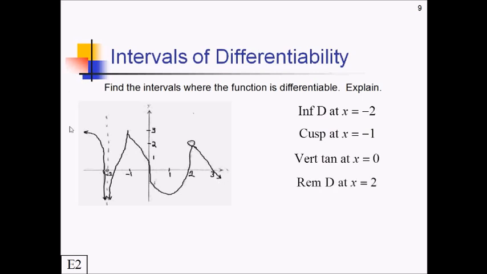So from negative infinity to negative 2 is one interval. Then from negative 2 to negative 1. From negative 1 to 0. And we make it all the way from 0 to 2 before we hit another problem. And then from 2 to positive infinity is our last interval.